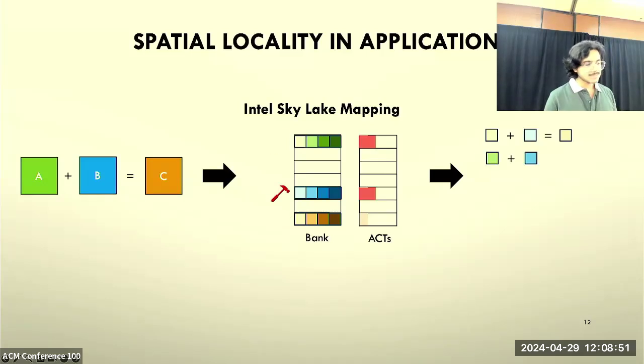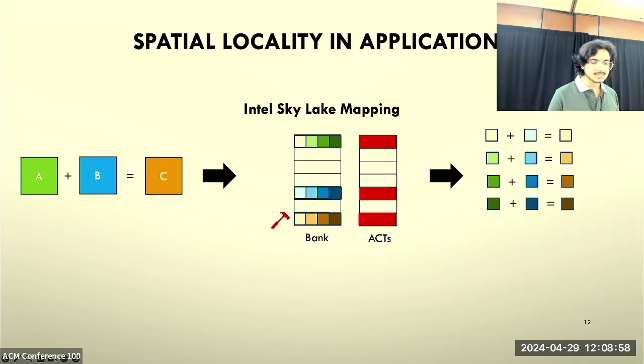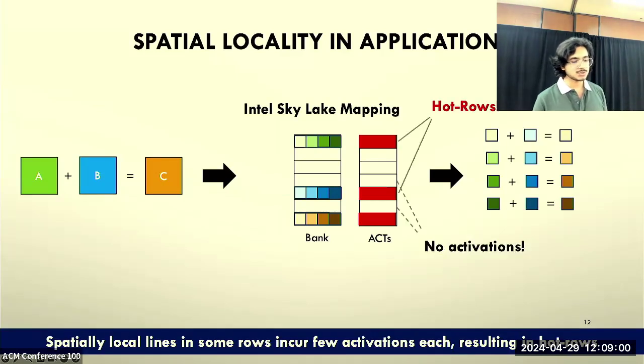So this keeps happening, and notice that these activations are limited to only a few rows. As we progress, these few rows become hot rows while other rows have no activations at all. And this is not the pattern that we expected before, right? So the root cause of hot rows is the memory mapping, which places spatially proximate lines within the same DRAM row. And when these spatially local pages mapped to this row get accessed, the row encounters many activations, which make it a hot row.